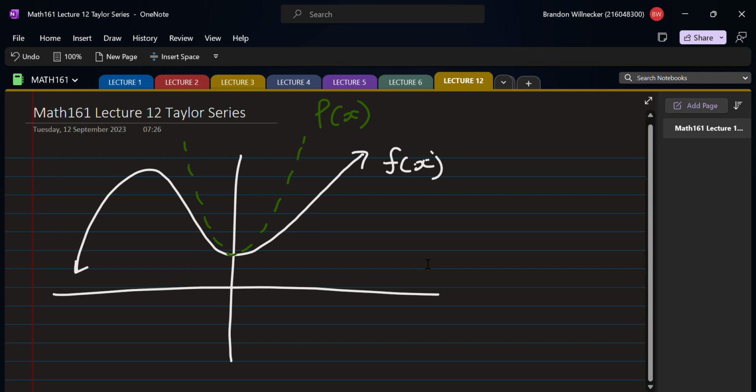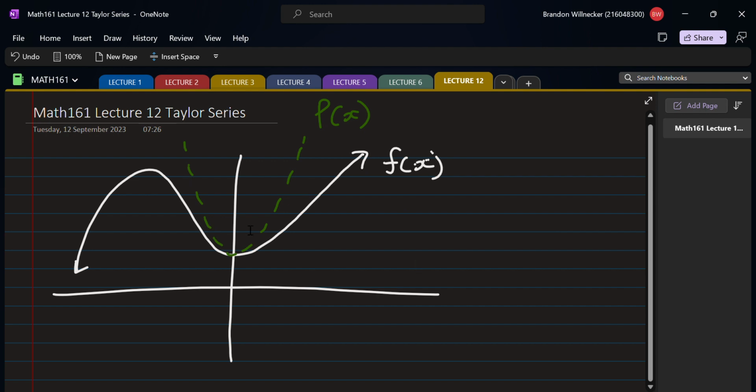Hi there. In today's lecture, we're going to be looking at the new chapter called Taylor series. So a Taylor series is a way to approximate a function by a polynomial. So here we have our function f. Okay, it might be a complicated function.